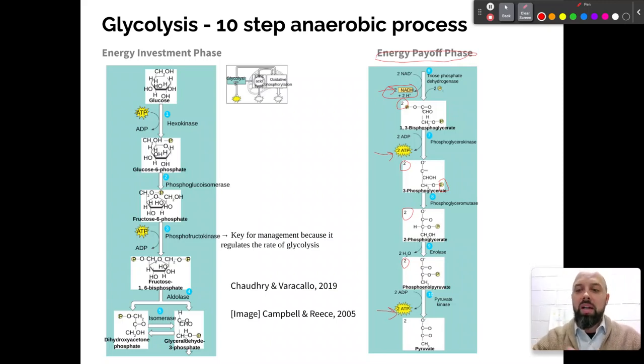As mentioned, where that pyruvate ends up is determined by whether oxygen is present or not. Under aerobic conditions, that would enter the citric acid cycle. Really, the link reaction would turn that into acetyl-CoA, which would enter the citric acid cycle. So that is glycolysis.